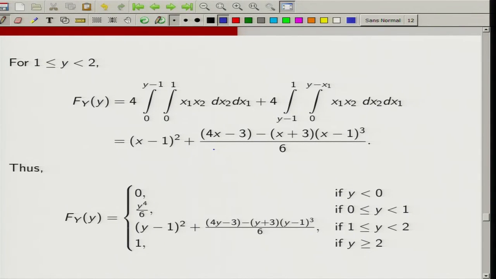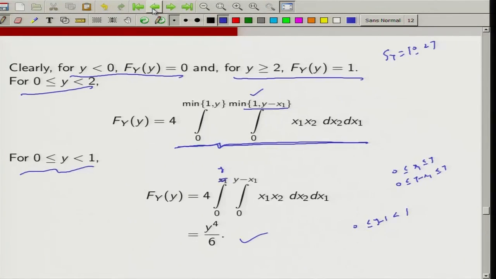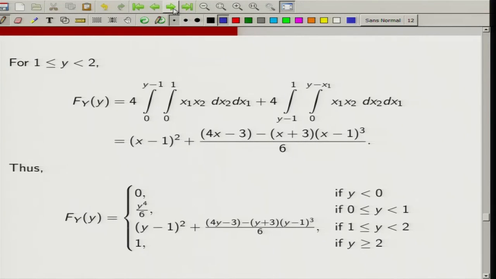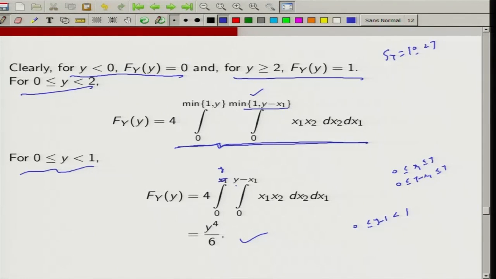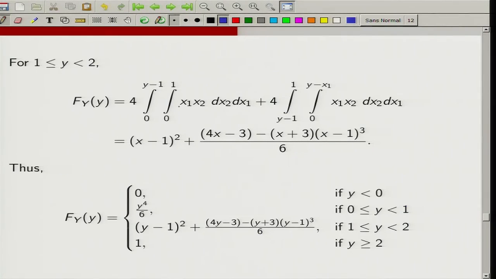This becomes y minus 1 whole square. Here, what would happen depends on what your x1 is. So, x1 was going from 0 to 1. Now, this range 0 to 1 can be further broken into 0 to y minus 1 and y minus 1 to 1. When x1 is less than y minus 1, the minimum of 1 and y minus x1 turns out to be 1, and you can easily check that this quantity will be this. Through simple calculations, this turns out to be this. So, I have got my F_Y(y), which is this quantity.